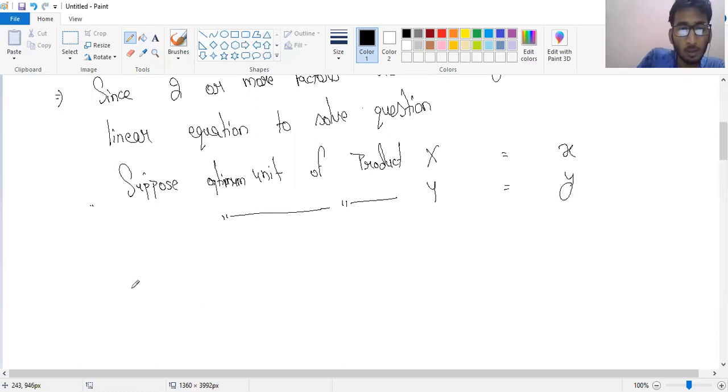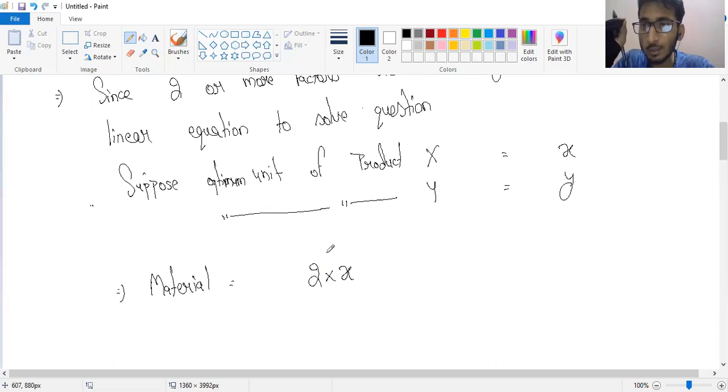So if I talk in respect of material, what would be my linear equation? Per unit of X, 2 kg of raw material is required. So for X units, I would require 2X material. Suppose at the end you get the answer that 100 units of X are to be manufactured and 200 units of Y. For manufacturing 1 unit of X you require 2 kg, so for manufacturing 100 you require 200.